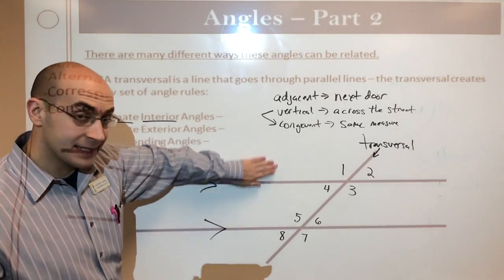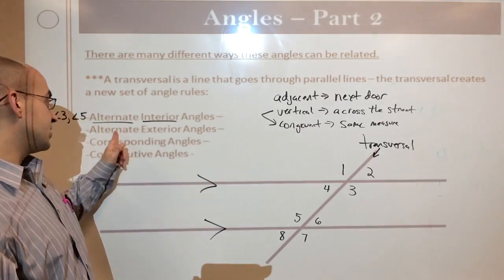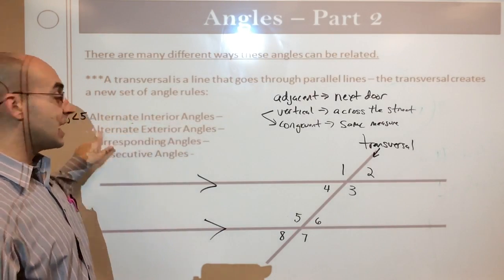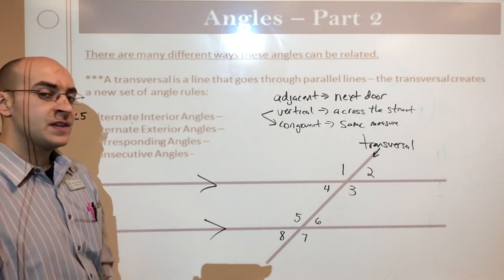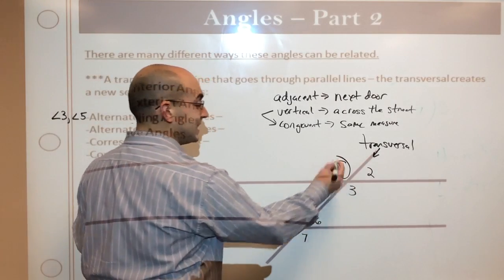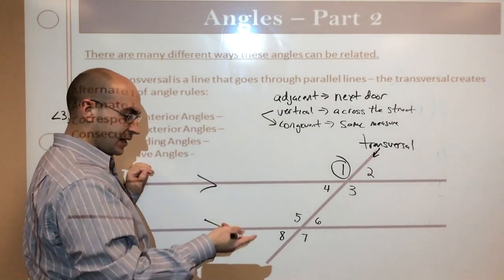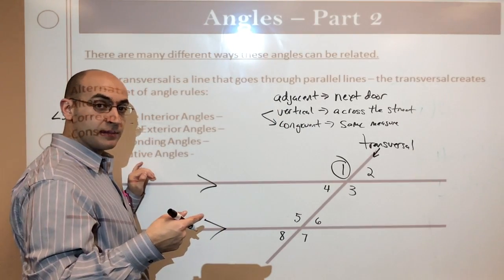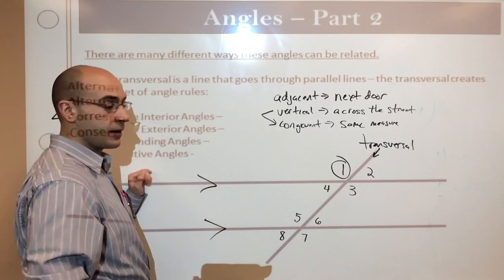Exterior is the outsides of the parallel lines. Now, we still know that alternate rule. Alternate means they're not on the same side, so they're on opposite sides. So let's take angle 1, because that's exterior. It's outside of the parallel lines. Can you identify which of the other two angles on the bottom would be its alternate exterior?